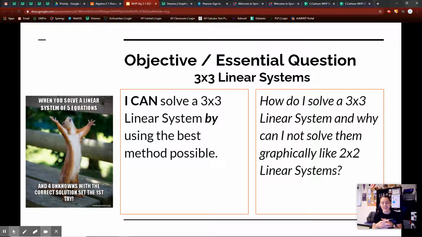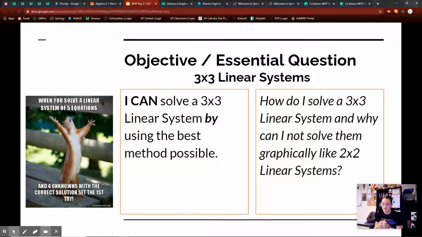And there are amazing ways to solve them using computers. I'm not going to teach it to you now, but if you want, you can figure out an awesome way to, I'm not even going to give you the name. It's an awesome way used in pre-calculus to solve 3x3 linear systems. And if you take pre-calculus with me, I actually teach you that way, okay? But now we're just going to do it by algebra, or algebraically, and I hope you don't get mad at me. So how do I solve 3x3, and why can I not solve them graphically like 2x2s?